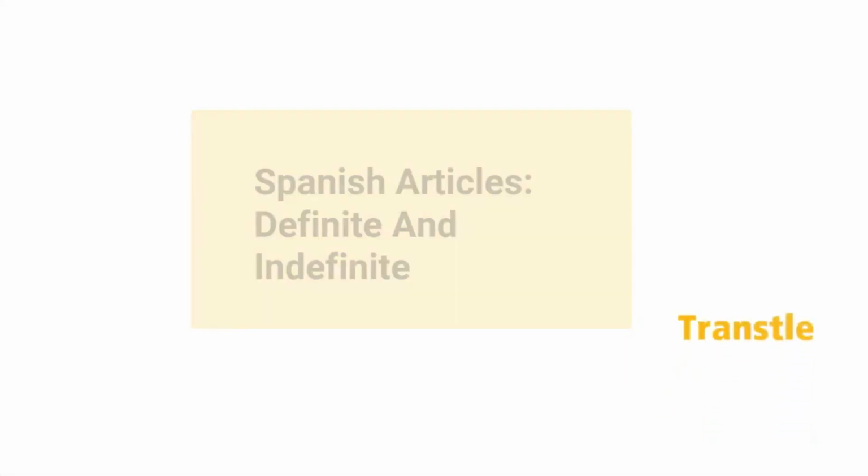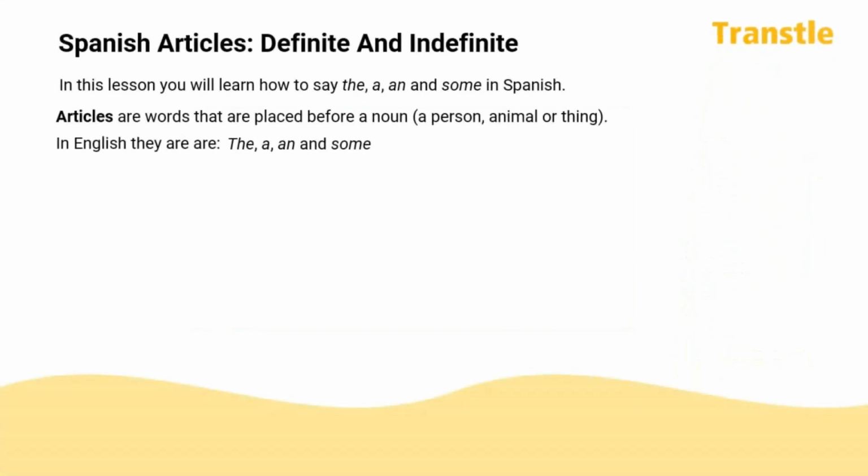In this lesson you will learn how to say the, a, and some in Spanish. Articles are words that are placed before a noun, a person, animal or thing. The articles in English are the, a, and some, and both in Spanish and English there are two types: definite and indefinite articles.